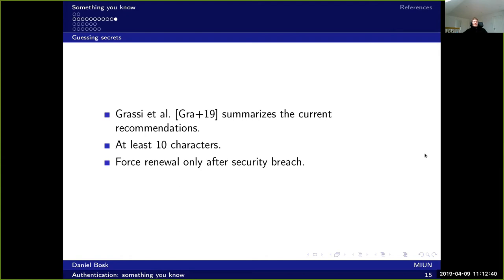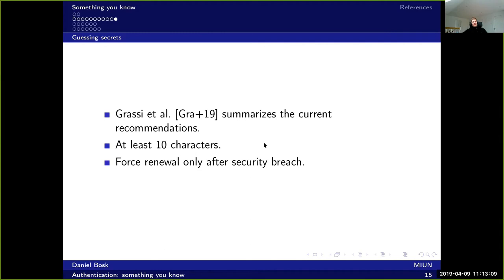Now, there is a standards document which actually has recommendations on how to deal with passwords and what policies you should set. So it's summarized in this document. You'll see the reference later. It's published by NIST, the National Institute of Standards and Technology.